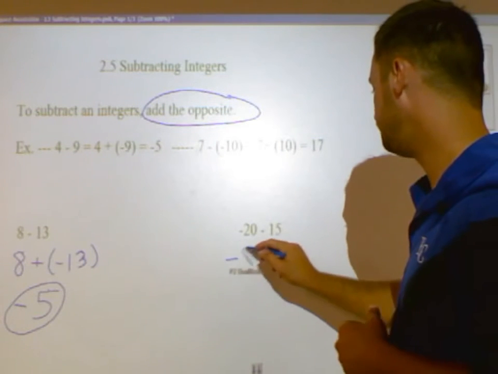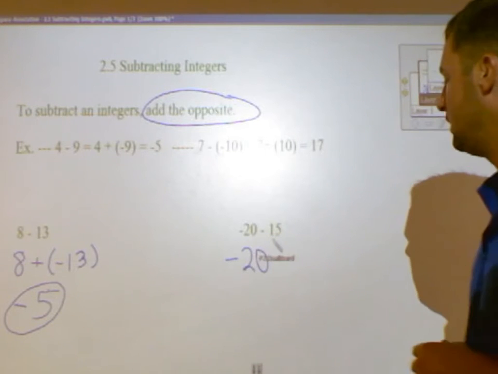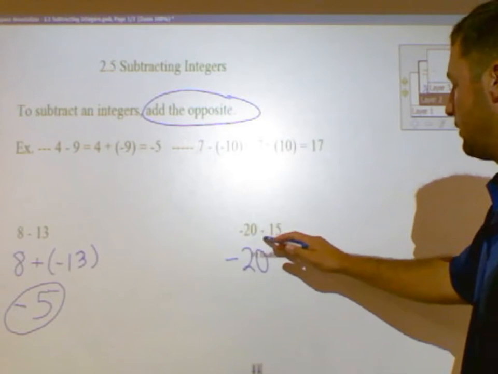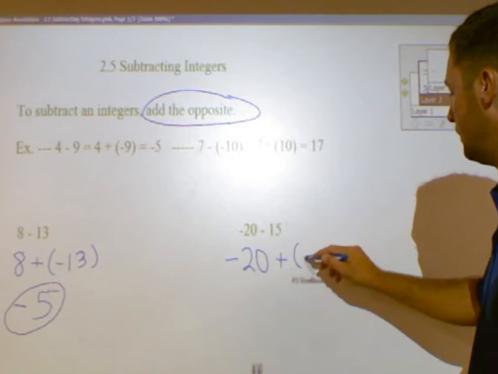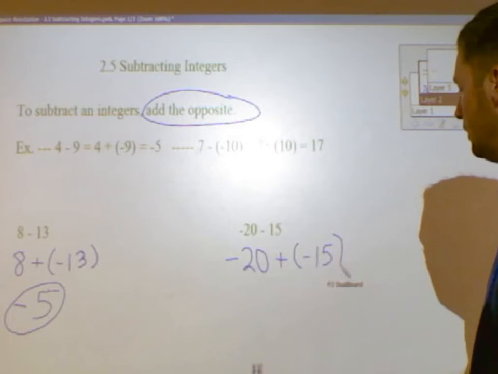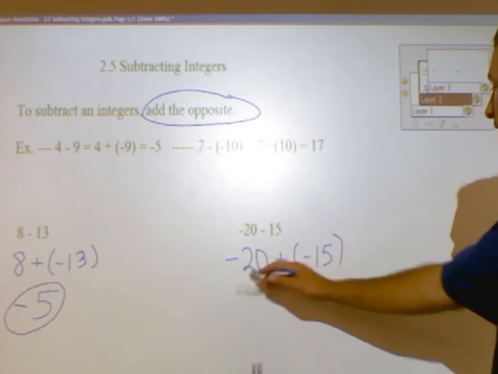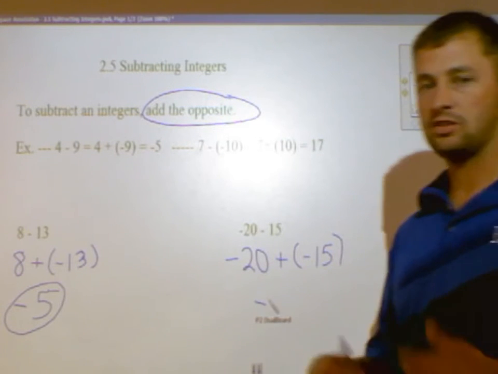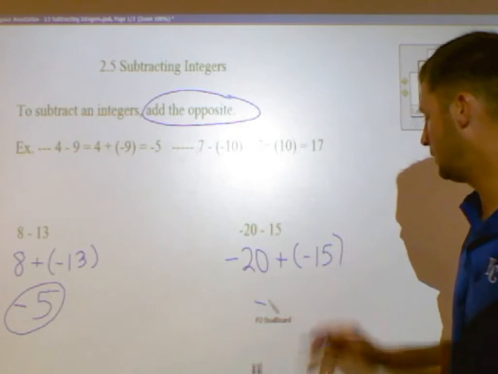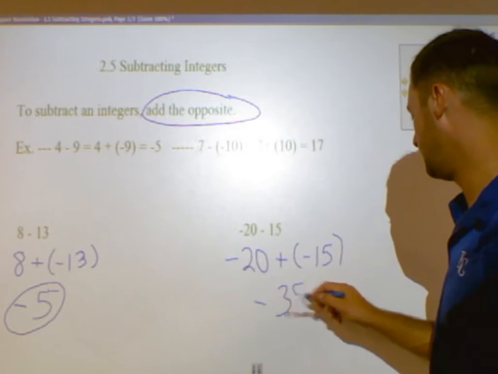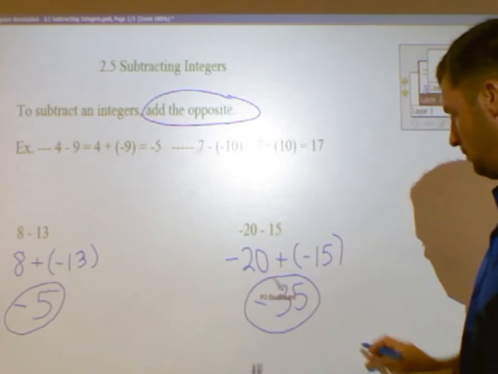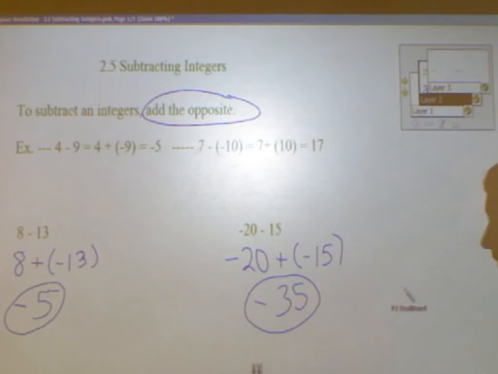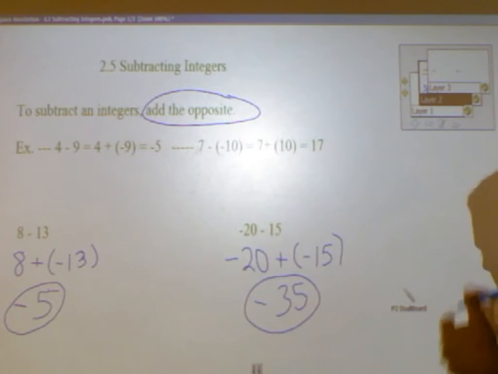Good old rewriting. I have negative 20 minus 15. Again, I keep my original. I keep my negative 20. But now, instead of minus 15, I'm going to add a negative 15. Now I look. What do I got? Well, I have two negatives. I know my answer is going to be negative. If I've got the same sign, I'm just going to add them together. 20 and 15 is 35. Negative 35. Again, we don't even have to think about the subtracting part. All it is is adding the opposite and getting back to adding.